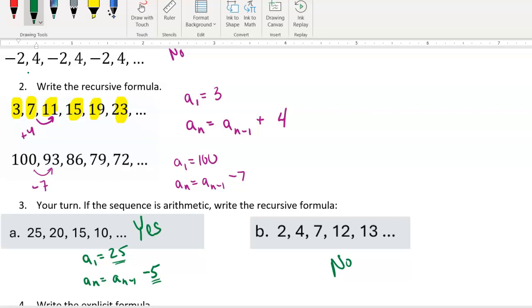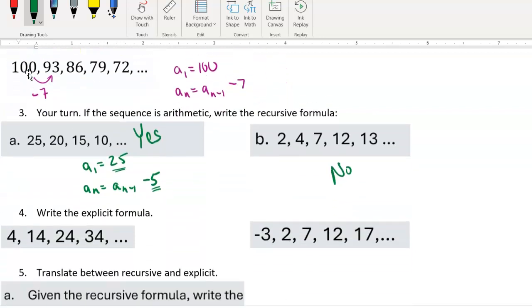Okay, now the next one is not an arithmetic sequence. Going from 2 to 4, we're adding 2. 4 to 7, we're adding 3. And then 7 to 12, we're adding 5. So it's not the same. There's no constant difference or common difference between terms.